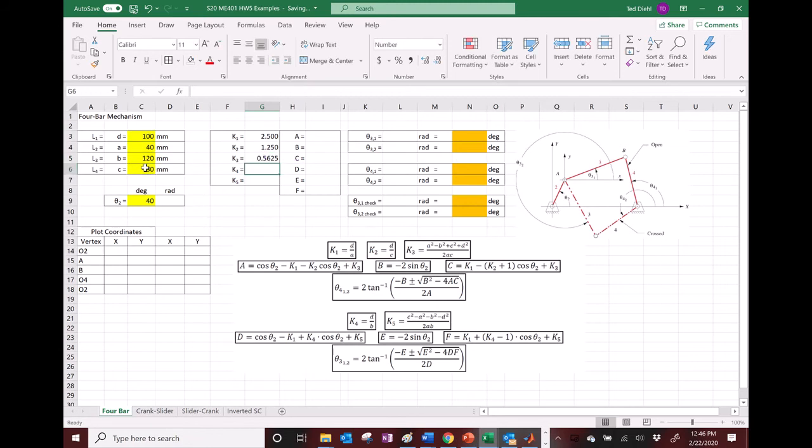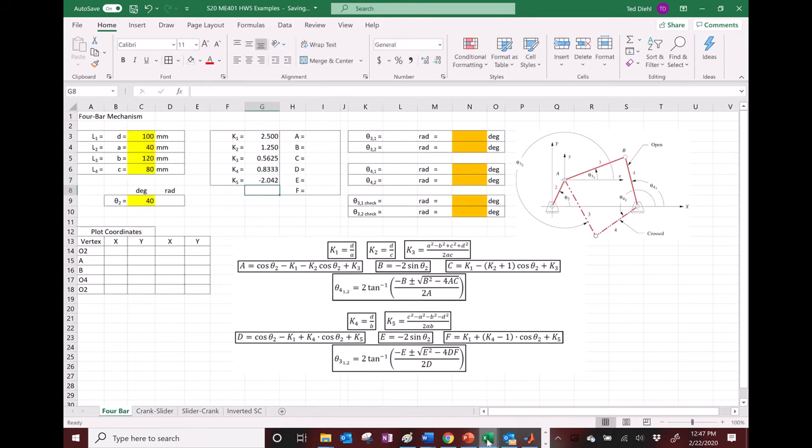And then K4, might as well do that now. K4 is going to be D over B. And K5 is equal to the quantity of C squared minus A squared minus B squared minus D squared, all of that divided by the quantity 2 times A times B. Most of the time I will just divide instead of putting the quantity inside there.